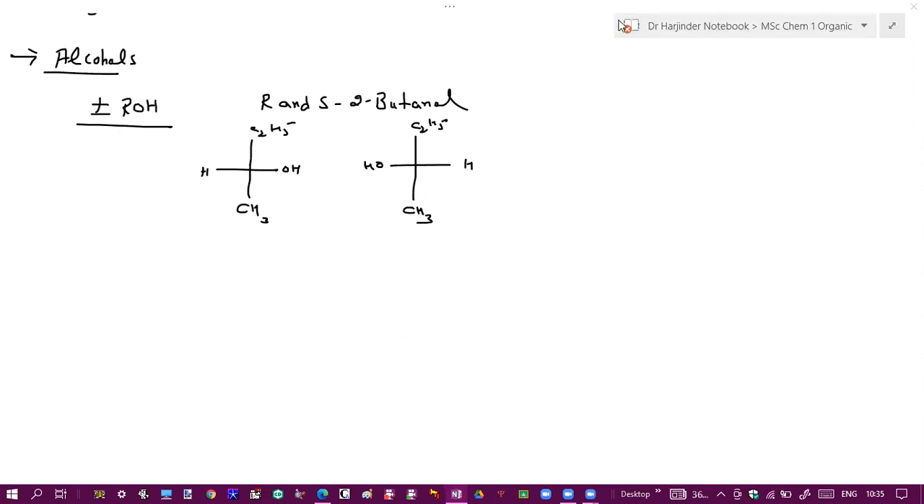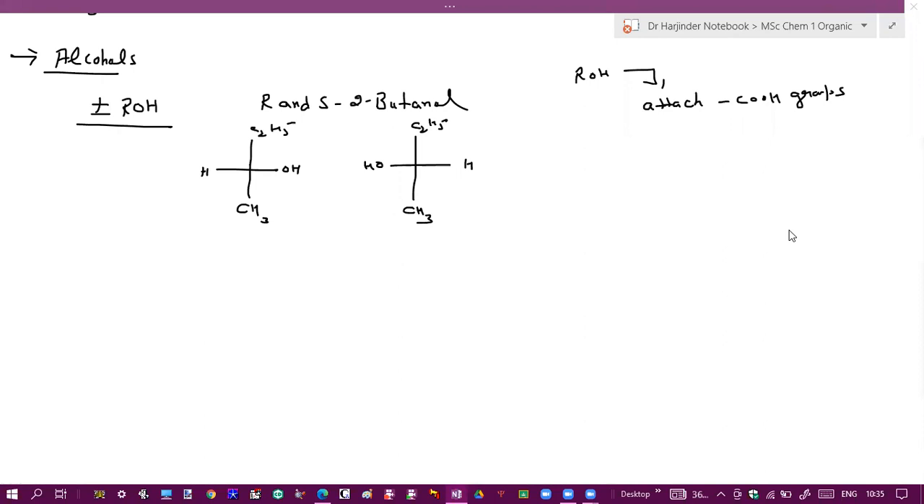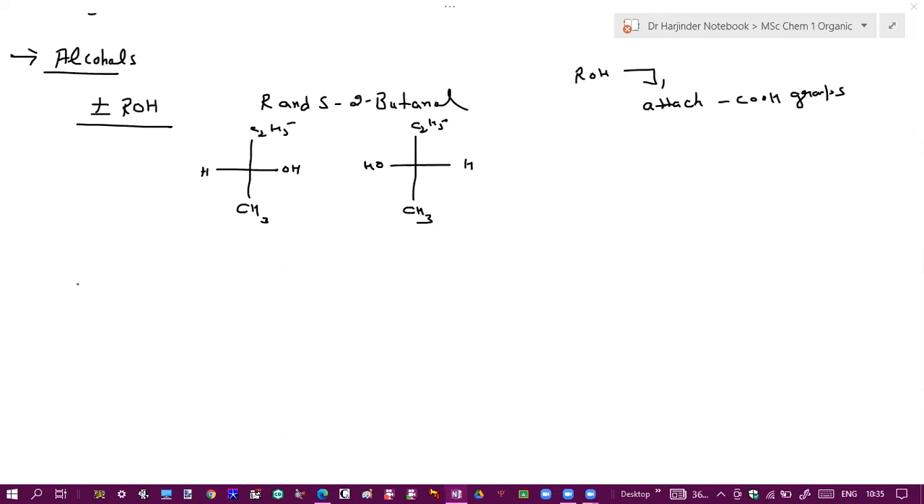Now, in case of alcohols, if you have a mixture of alcohols, what we do is we attach a carboxylic group to that alcohol, and then we separate by using the same method as used in the separation of carboxylic acids. So first of all we treat this racemic mixture of alcohol with phthalic anhydride. Let us see by taking this example itself.